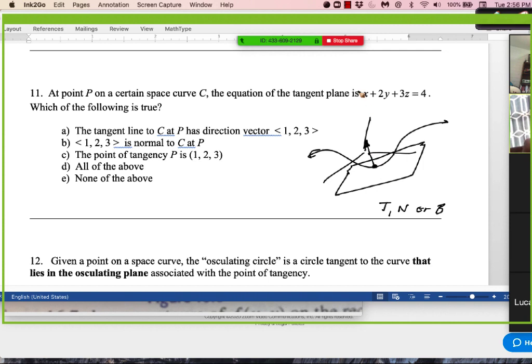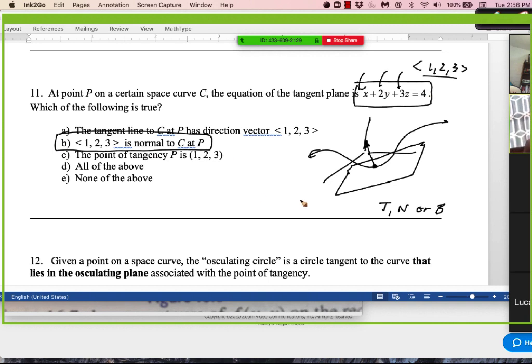So if this is the tangent plane, then remember what our normal vector is, the ABC. So we have the vector 1, 2, 3. That must be the normal, since it's the tangent plane. That orthogonal vector to the plane must be the normal vector to the curve. So B, 1, 2, 3 is normal to the curve at P. Questions on that one?